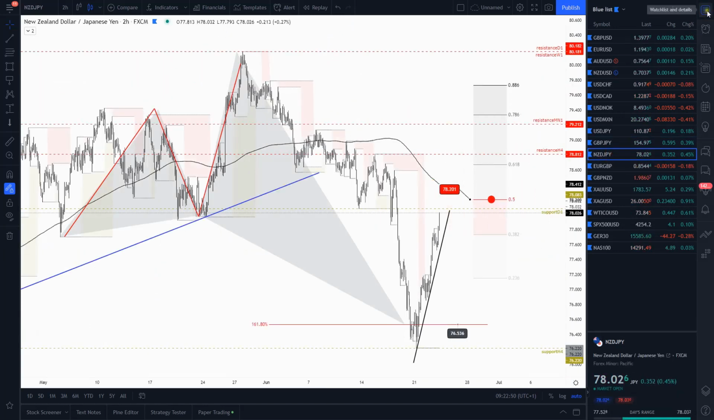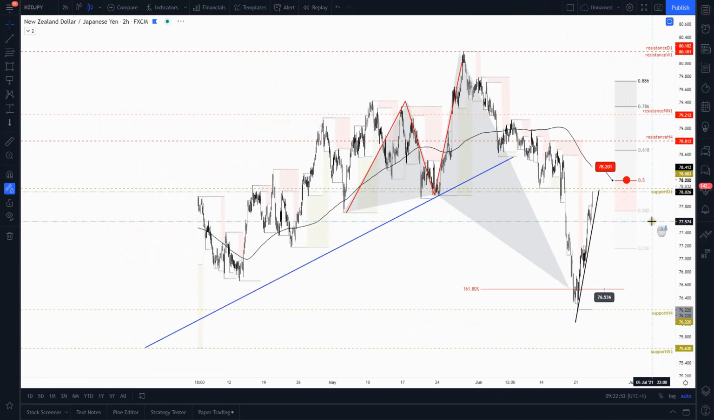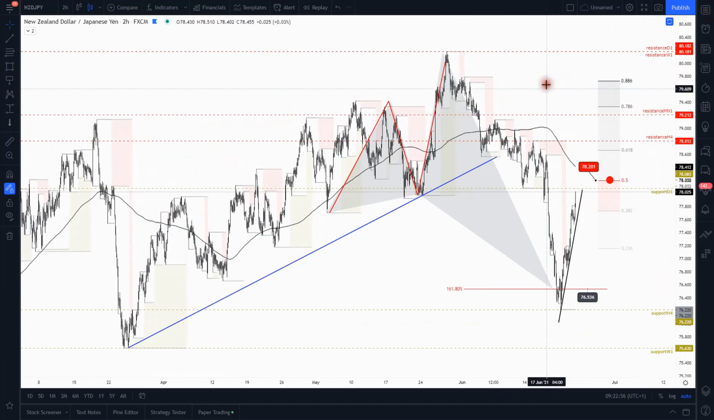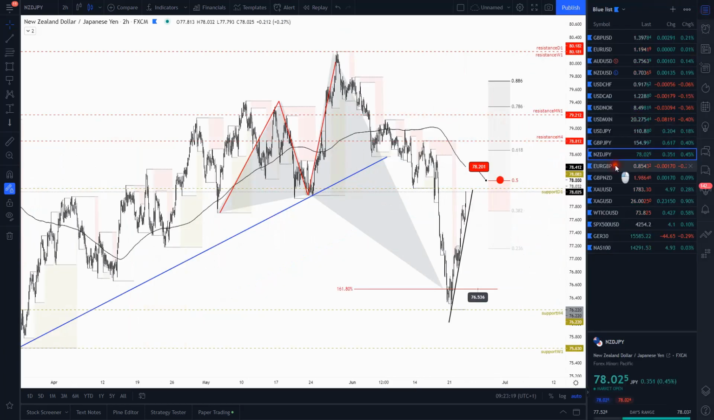New Zealand versus the Japanese yen, another great attempt to recover after the recent fall. Golden Fibonacci 76.53, nice recovery from this shark pattern, which is now approaching the default target zone 78.20. We are approaching the previous structure support, fractal support, and the default target for that pattern also.